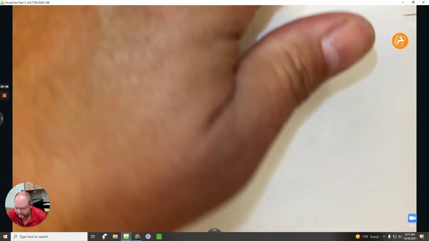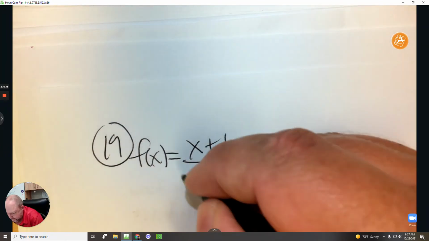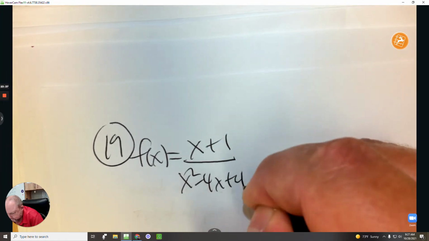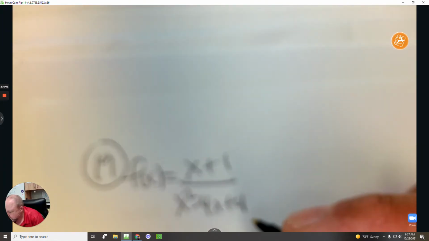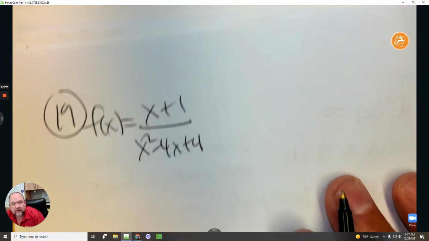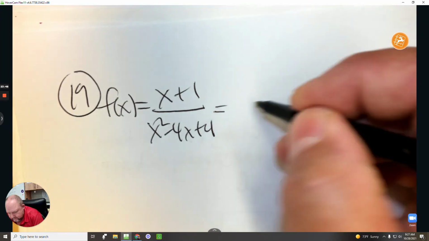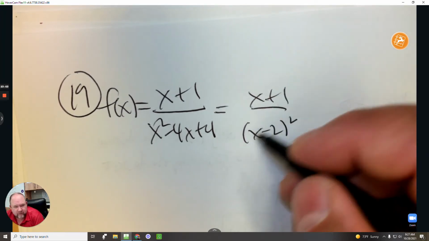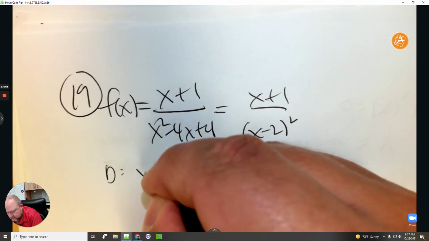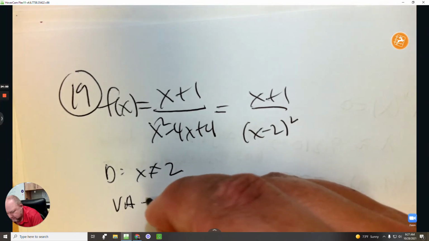Number 19. In number 19, you're given a function. Let's start there. We're going to use the function and the first derivative only to graph this. So the denominator factors to x minus 2 squared. There's no hole in the graph. So the domain: x can't equal 2. That creates a vertical asymptote.